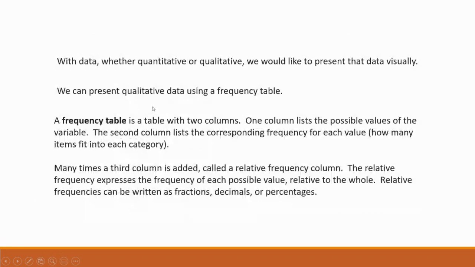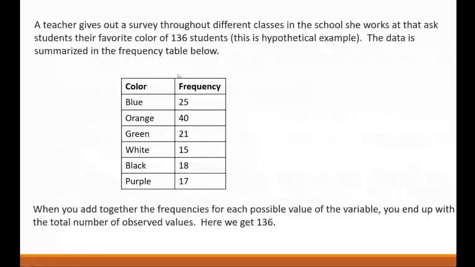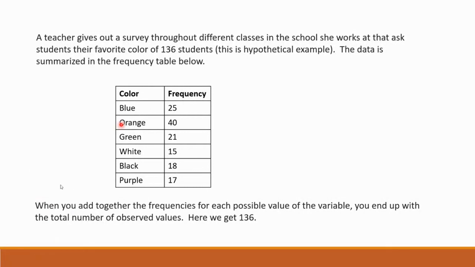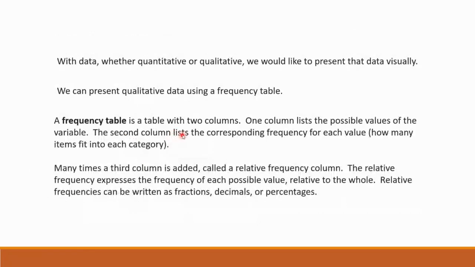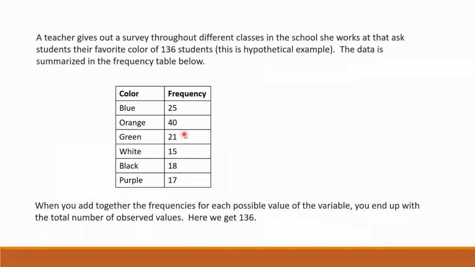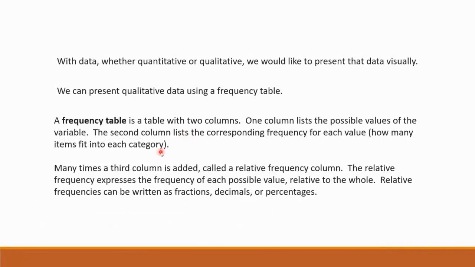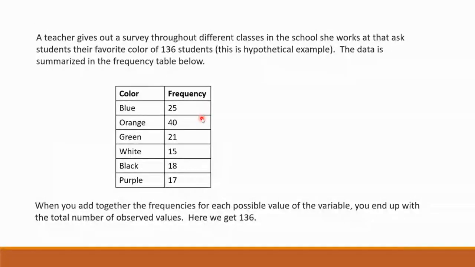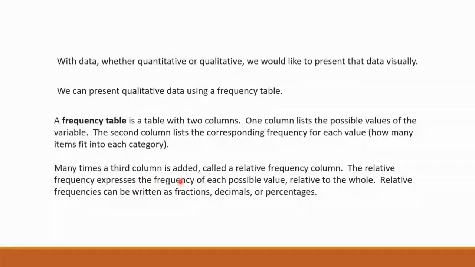So again, you have one column, which gives the possible values of the variable, in this case, color, and the other one is the frequency, the amount of items in each category. So 25 said their favorite color was blue. 18 said their favorite color was black. 17 said their favorite color was purple. That kind of thing. Some of these tables will have a third column, which is relative frequency. There, that's just the frequency divided.